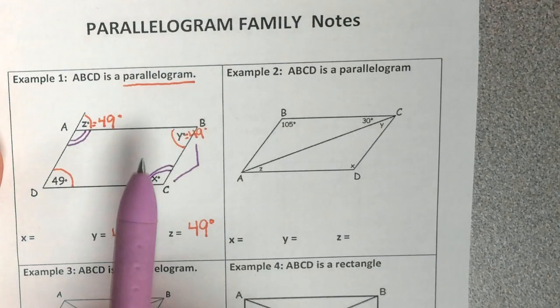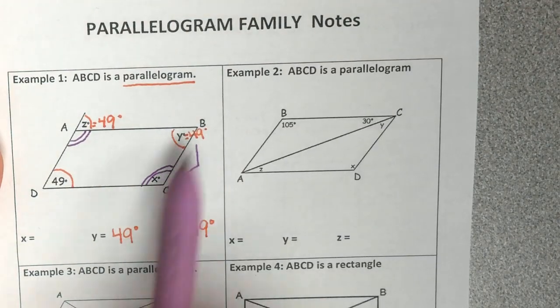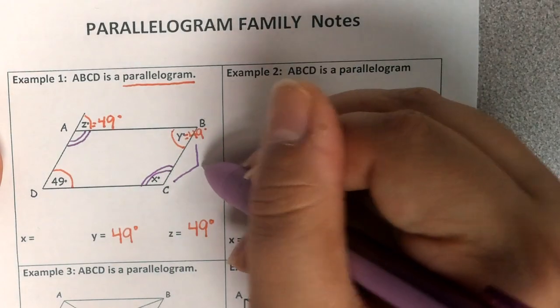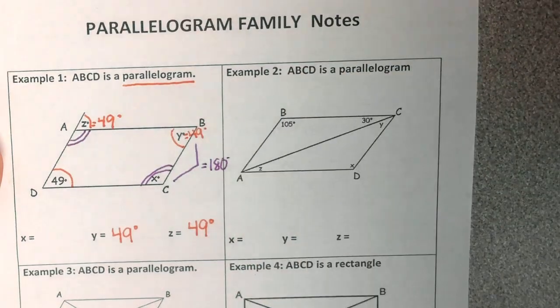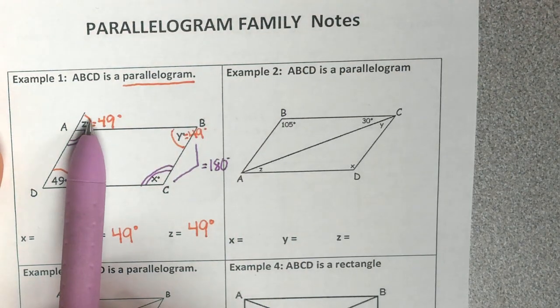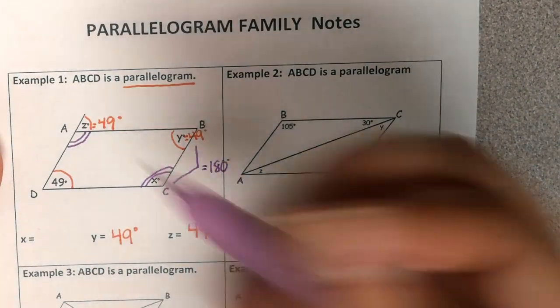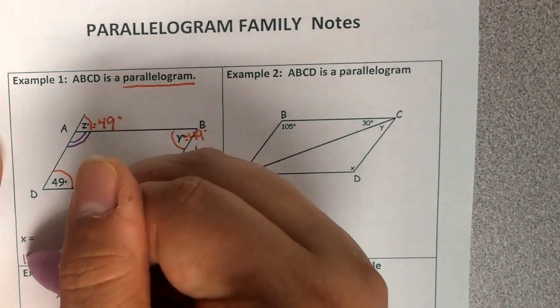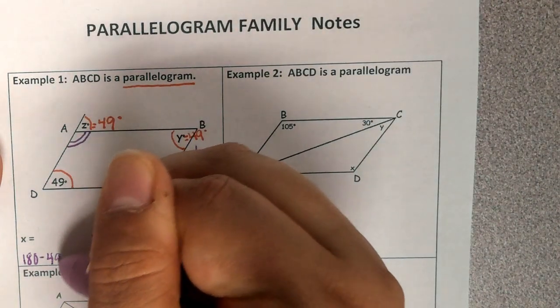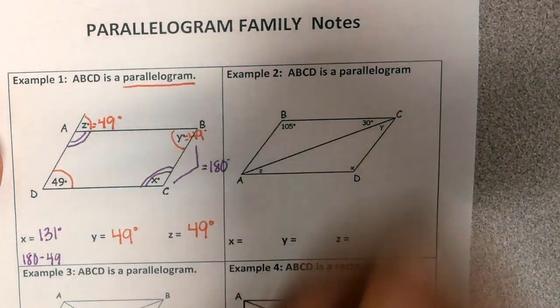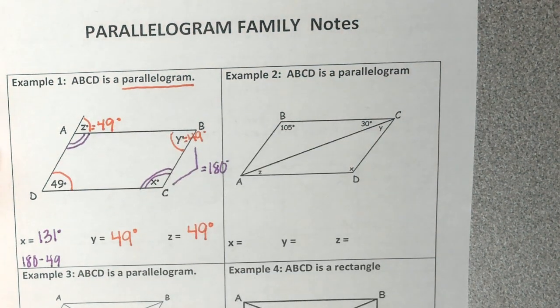So two different things. One, what do we know about both of these angles? They're consecutive angles. They add up to 180. Or I heard somebody say, well, that's a linear pair with that. Either way, can't you just subtract from 180? Yeah. Sure. So what is 180 minus 49? 131. So 131 degrees. Don't forget your degrees.